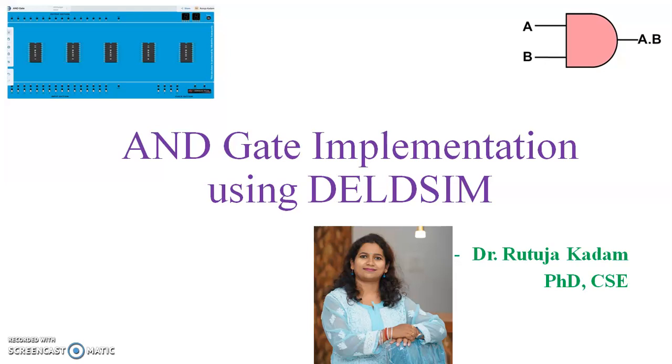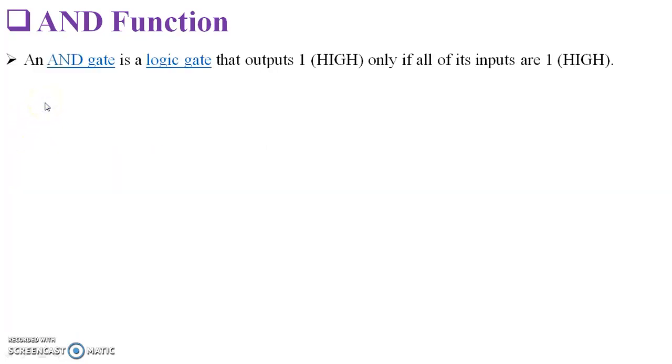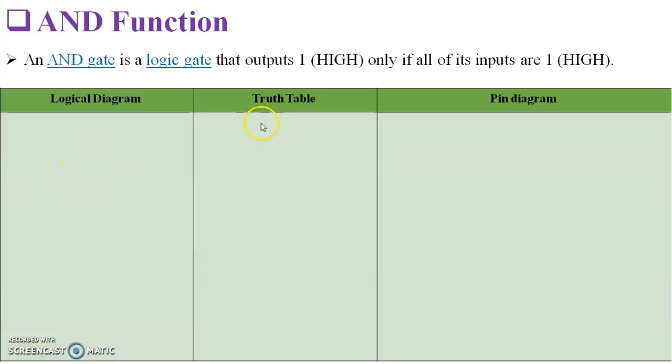Today we will be implementing AND gate using Deldsim simulator. So let us begin. So let us now understand what is an AND function. An AND gate is nothing but a logic gate that outputs 1, that is high, only if all of its inputs are 1. Why we are saying that, I will just try to show it to you with the help of logical diagram, truth table and the Venn diagram.